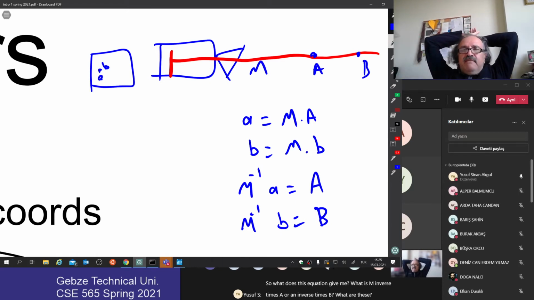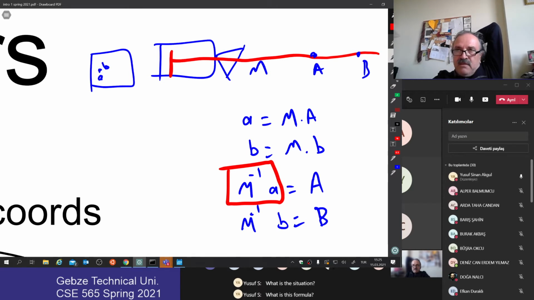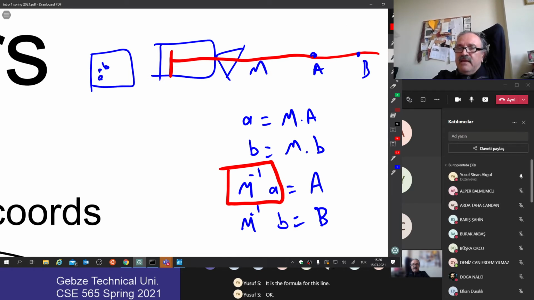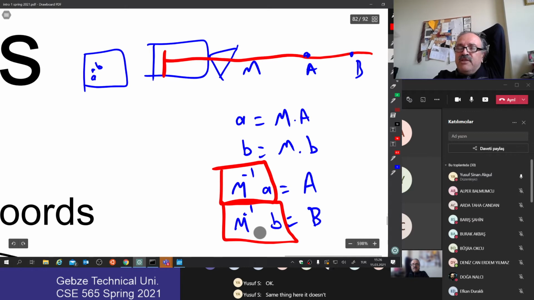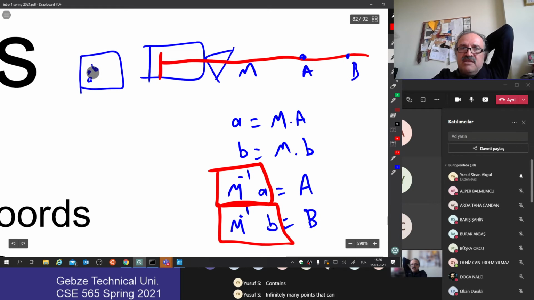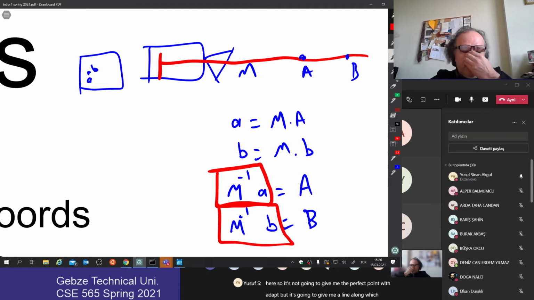I think it should be very clear from the picture. Look at the picture. What is this equation? Or what is this formula? It is the formula for this line. Same thing here. It doesn't give me a single point, it gives me a line. That line contains infinitely many points that can produce this point here. So it's not going to give me the perfect point with a depth, but it's going to give me a line along which infinitely many points live. Okay? That's nice. Good?